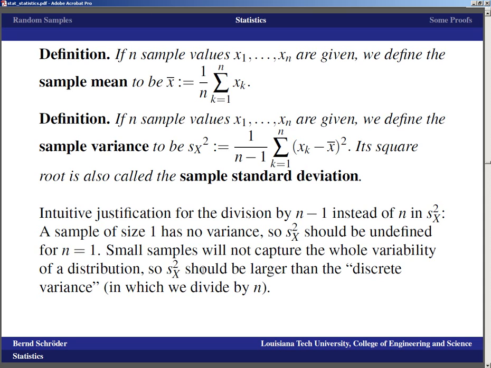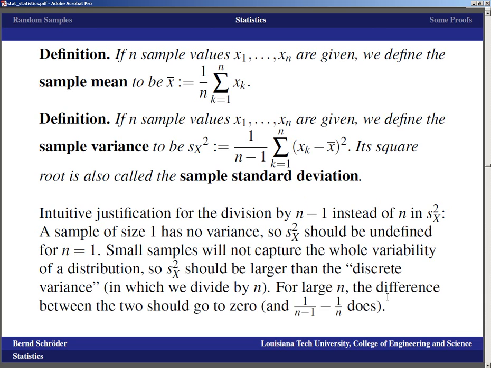Small samples will also not capture the whole variability of a distribution. That also makes sense. If your distribution has a tail, how likely is it that 3 measurements will actually capture anything that's happening in a tail that has very low probability maybe? So that means that the sample variance should be larger than the discrete variance, if you will, where you divide by n instead of n minus 1. And by dividing by a smaller number, you get a larger number, of course.